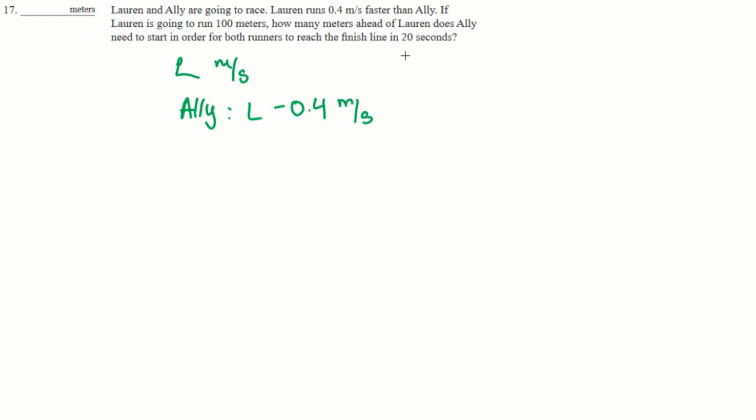And we want them both to reach the finish line in 20 seconds. So suppose Allie starts with a head start of X meters. Then we know they're both taking 20 seconds. So remember that rate times time is equal to distance. So rate, in other words, speed. And in terms of time, we're given that this is 20 seconds. And we know Lauren's distance. We don't know Allie's distance, but we're adding this X because we know that she's going to be running the same distance as Lauren minus some head start.